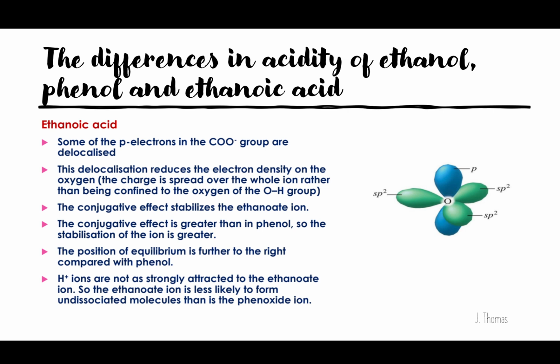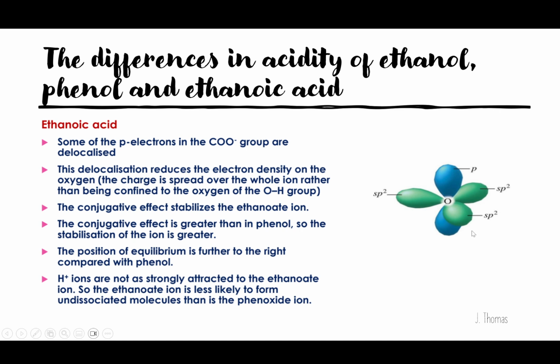Okay? The position of the equilibrium is further to the right than compared with ethanol and phenol, right? But it's further to the right than phenol. Therefore, it will be further to the right than ethanol. Right? The hydrogen ions are not as strongly attracted to the ethanoate ion. So the ethanoate ion is less likely to form undissociated molecules than is the phenoxide ion.